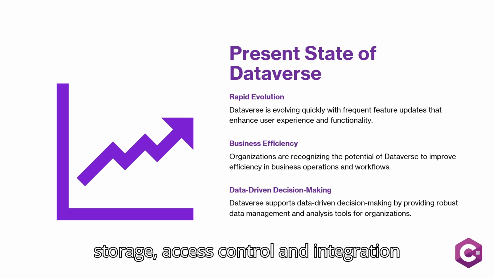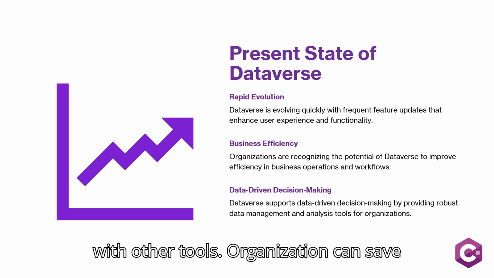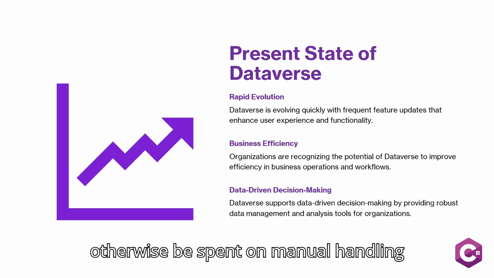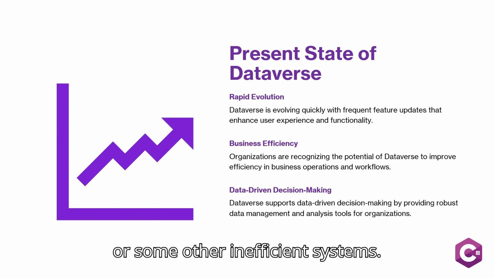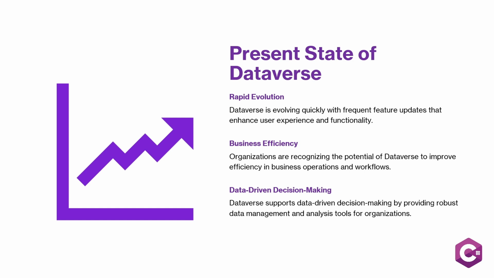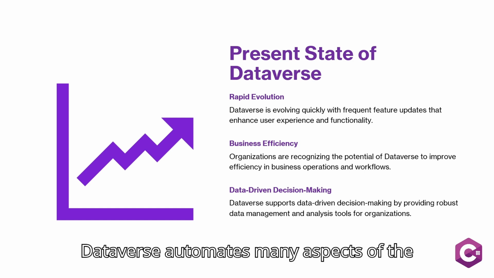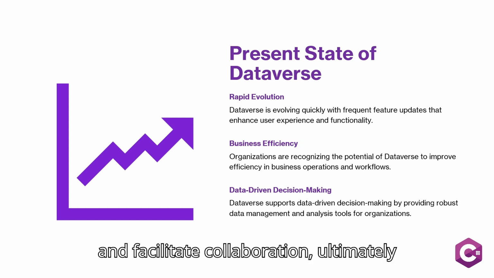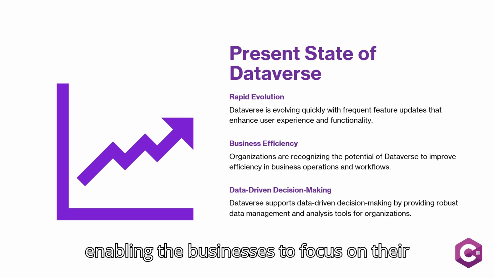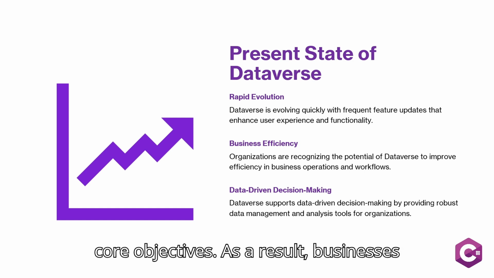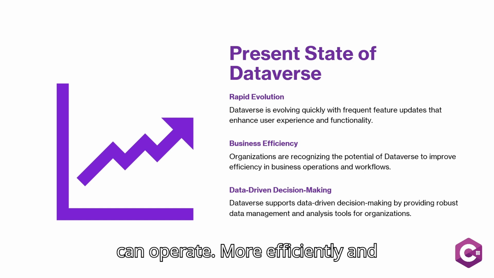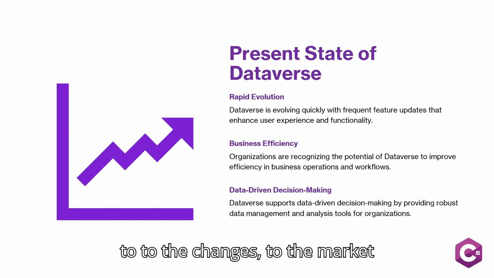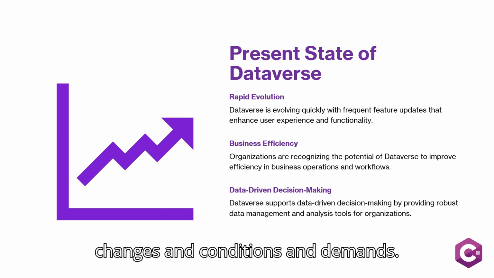Business efficiency. Dataverse is also playing a major role in improving business efficiency by streamlining data management processes such as data storage, access control, and integration with other tools. Organizations can save time and resources that would otherwise be spent on manual handling or other inefficient systems. Dataverse automates many aspects of data management, reduces redundancies, and facilitates collaboration, ultimately enabling businesses to focus on their core objectives. As a result, businesses can operate more efficiently and effectively, responding more quickly to market changes, conditions, and demands.